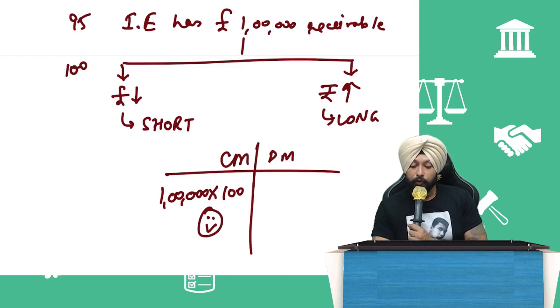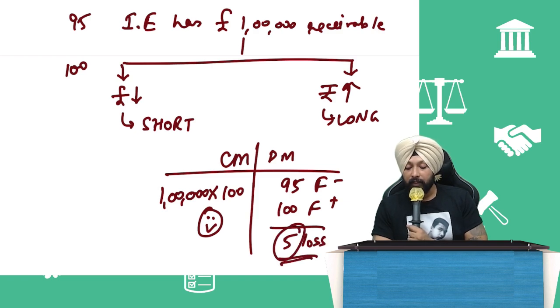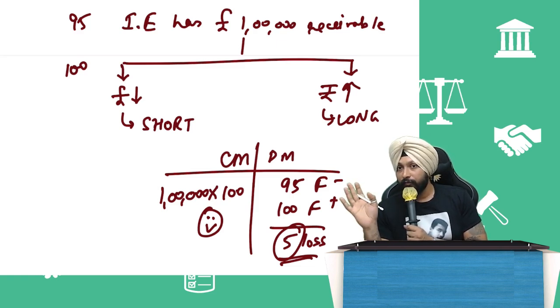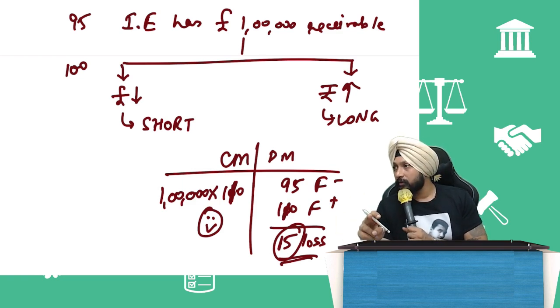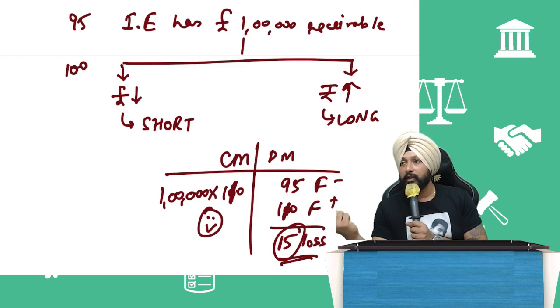Derivative market, you took a short position at 95, F minus 100, F plus, loss 5. Technically, the moment you take currency futures, you are locking in a price of 95. You are locking in the price of 95 because you got 100, you lost 5, 95 becomes an effective inflow. If this is 110, then this is also 110. Then your loss is how much? 15. Net how much you got? 95. So it protects you against the adverse, but it does not allow you to enjoy the favorable.